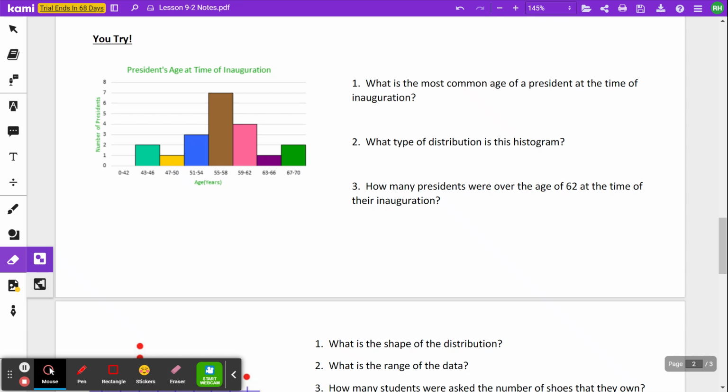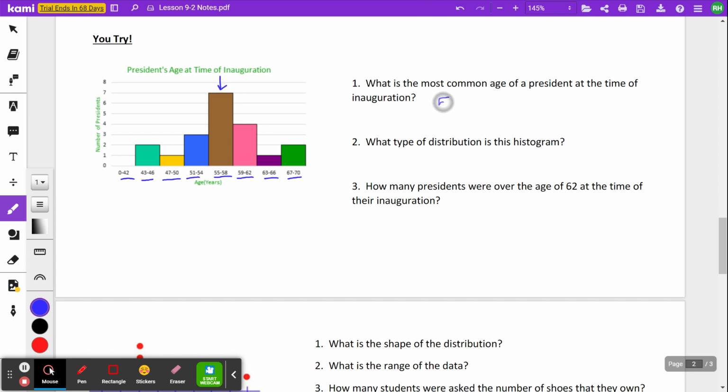Okay. If you're back for the check, this is a histogram. So it's giving you again these ranges down here on the bottom, right? Instead of it being just one number, it's a whole range of numbers. And this is how often it's happening. Okay, so number of presidents and their age of inauguration. So, what is the most common age of a president at the time of inauguration? Well, that would be this tallest column here. So that would be from ages 55 to 58 years old.